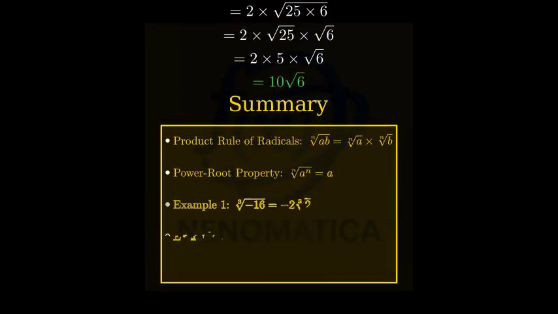Let's summarize what we've learned in this video about calculating radical expressions. First, we use the product rule of radicals, which states that the nth root of a product equals the product of the nth roots. Second, we use the power root property, which tells us that the nth root of a value raised to the nth power equals the original value. By using these properties, we were able to simplify complex radical expressions into their most simplified forms.